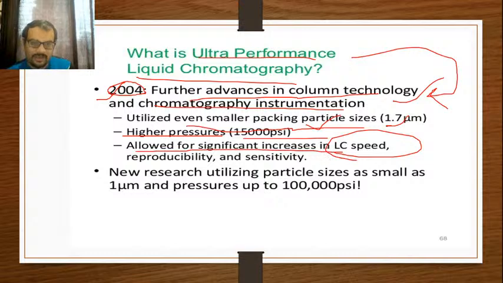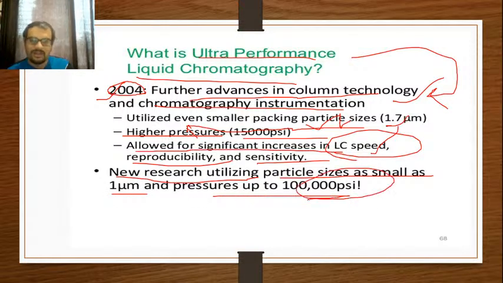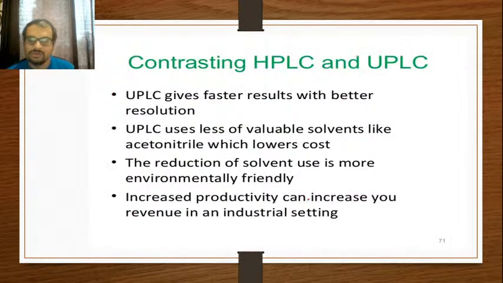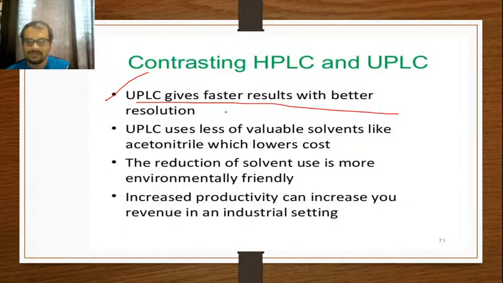No doubt about it. Decrease in particle size and increase in pressure will result in increased speed, reproducibility and sensitivity. New research has made sure that particle sizes as small as 1 micrometer and pressure up to 1 lakh psi can be possible with the help of UPLC. So contrasting HPLC with UPLC, the first point itself is explanatory. UPLC gives faster results and better resolution because of smaller particle size and higher pressure.